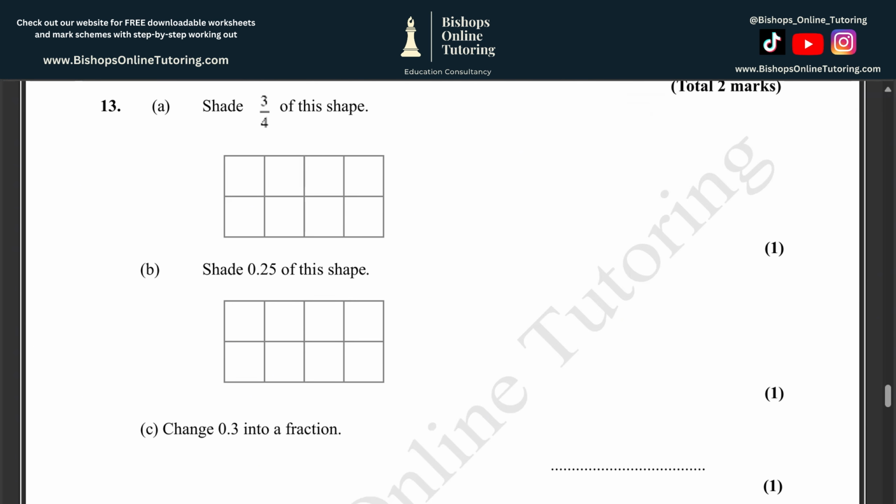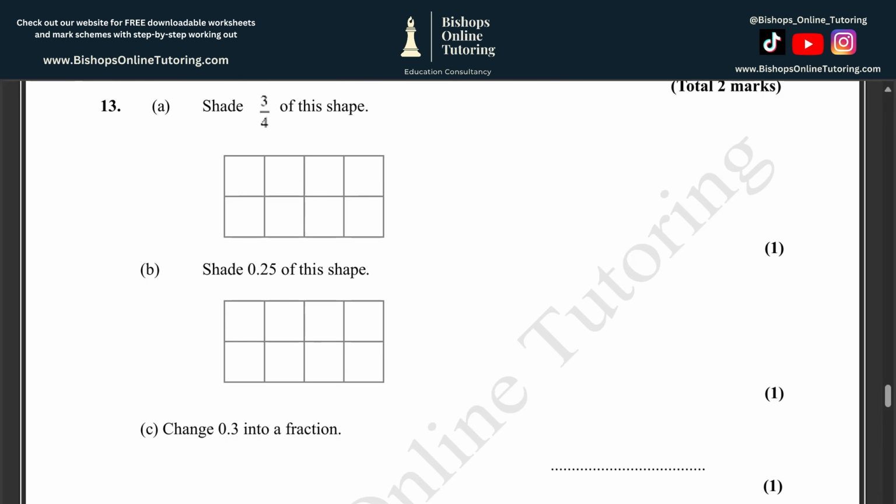Shade 3/4 of this shape. Now, notice over here, the denominator is 4. And if we want 4 squares, we can just look at the top 4 over here rather than the whole thing. So whatever we shade in the top 4 squares, we can also do to the bottom to make it 3/4 of the overall shape. For example, if I shade in 1, 2, and 3 over here, I just need to do the same thing at the bottom, and that is 3/4 of the entire shape shaded.